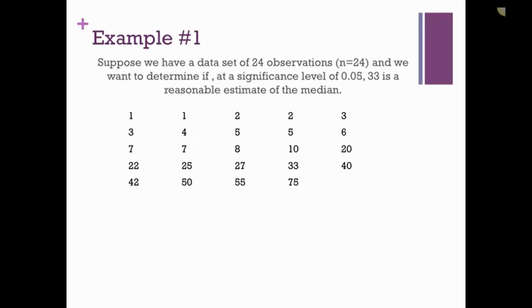So here's an example. Suppose that we have a data set with 24 different observations. So your N value is going to be equal to 24. What we want to determine is if at a significance level of 0.05, is 33 a good estimate of the median for this population? So our null hypothesis is that our median is equal to 33.